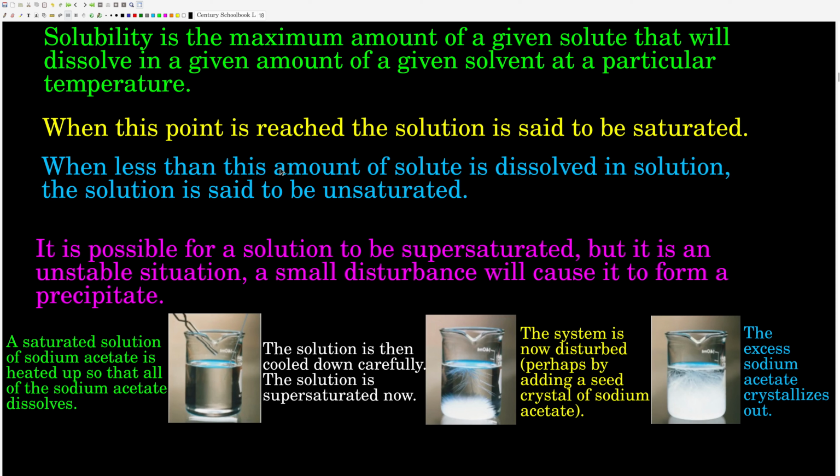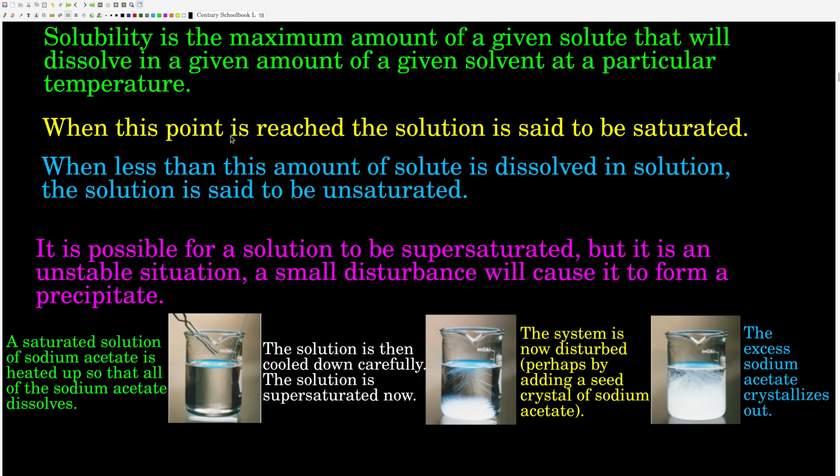So solubility is defined as the maximum amount of a given solute that will dissolve in a given amount of a given solvent at a particular temperature. Now there's a lot of parts to that definition and they're all important. It depends what the solute is, how much solvent we have, what that solvent is, and what the temperature is. Because as you change the temperature, solubility changes.